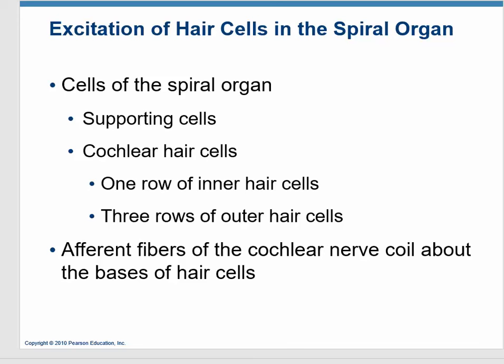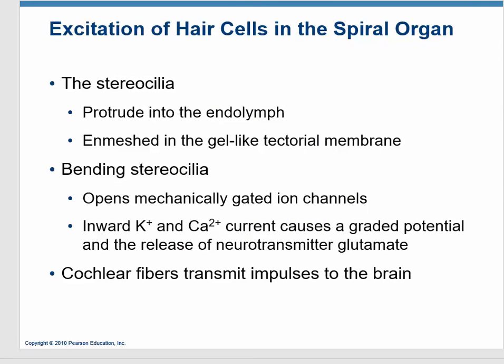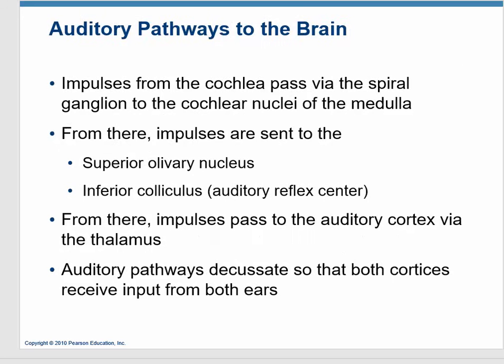So there's the supporting cells and there's the hair cells in the cochlea. Again, same picture. We've seen this before. So the hairs are called stereocilia. They protrude into the endolymph. They end up in the tectorial membrane. When they move, they bend, they open mechanically gated ion channels, which then change sodium and potassium and calcium and depolarize and start a nerve impulse.